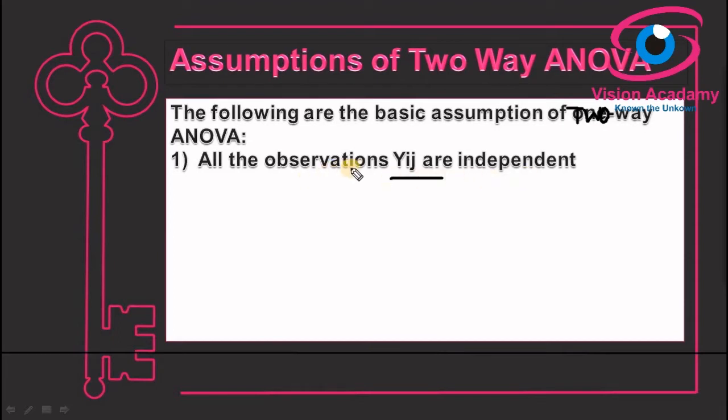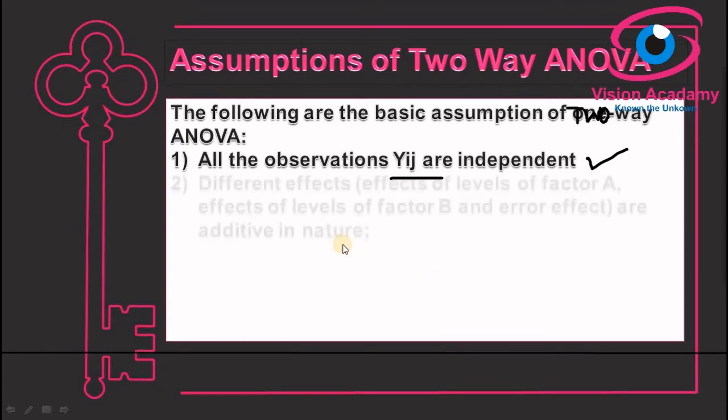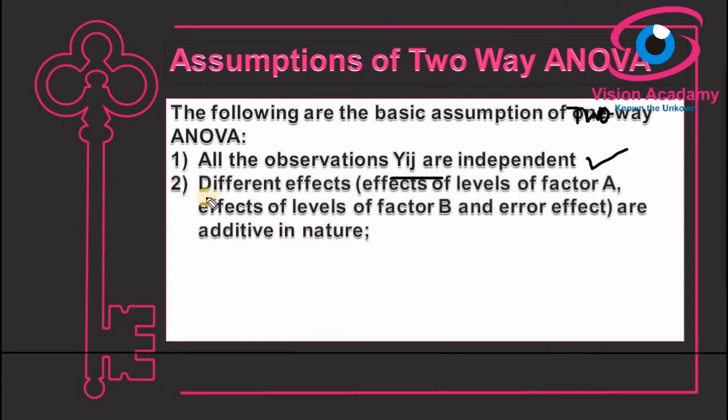In the model we saw that Yij is equal to mu plus alpha i, something like that. We got to know that all the observations Yij must be independent, which means both predictor values must be independent in the case of two-way ANOVA. And one more assumption is we consider different effects in the two-way ANOVA.